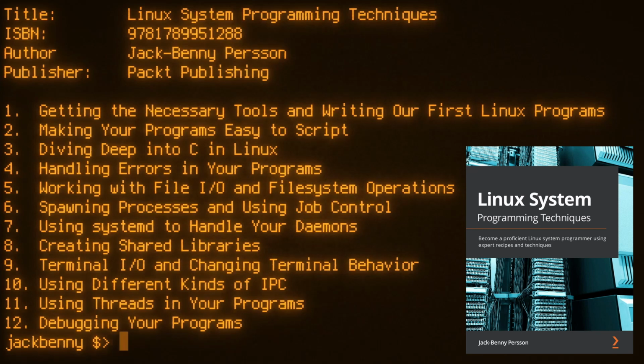The fifth chapter covers everything you need to know about file I/O and file system operations. Here we will learn about system calls to create, remove, and rename files. We also write our own programs to change ownership and permissions of a file. We also cover what inodes are and why they matter. In Chapter 6, we learn all about spawning processes. Here we will write our very own daemon using the double fork technique.